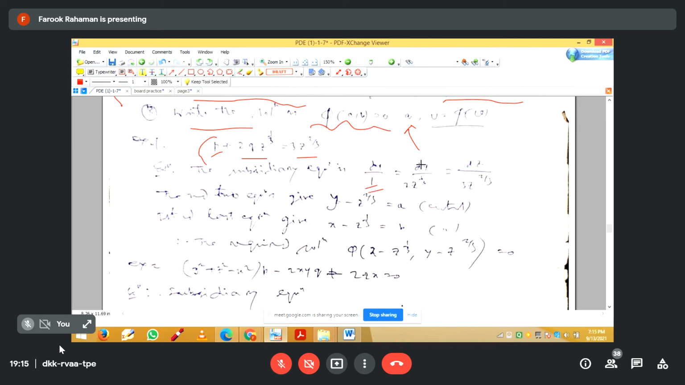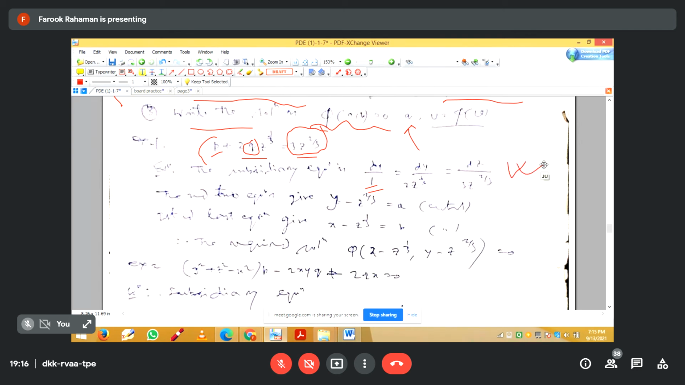dy by the coefficient of q. What is the coefficient of q? 2 z to the power 1/3. Okay. And dz by the right hand side term. What is the right hand side term? It is 3 into z to the power 2/3. So this is the subsidiary equation.